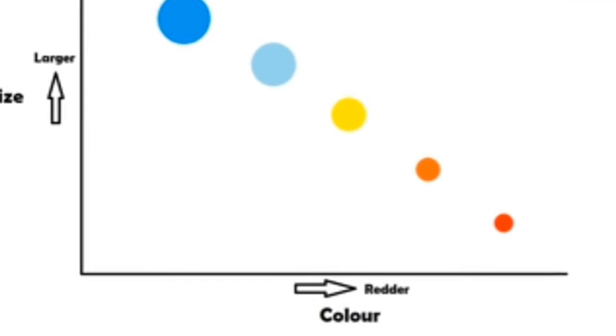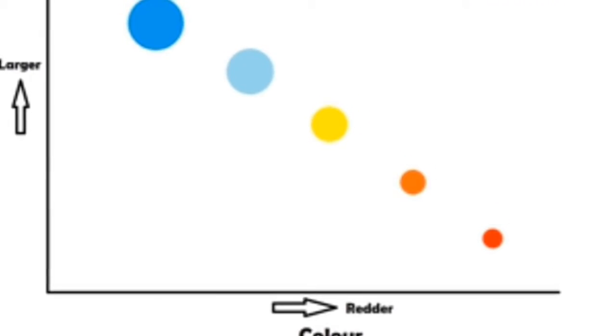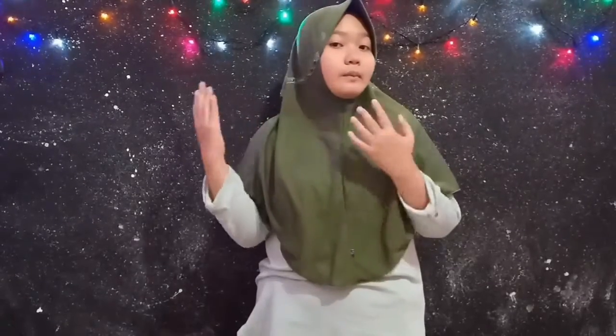Now, let's see the following diagram about star size. Most stars follow this very neat pattern, with the blue hot star being bigger and the red cool star being smaller.